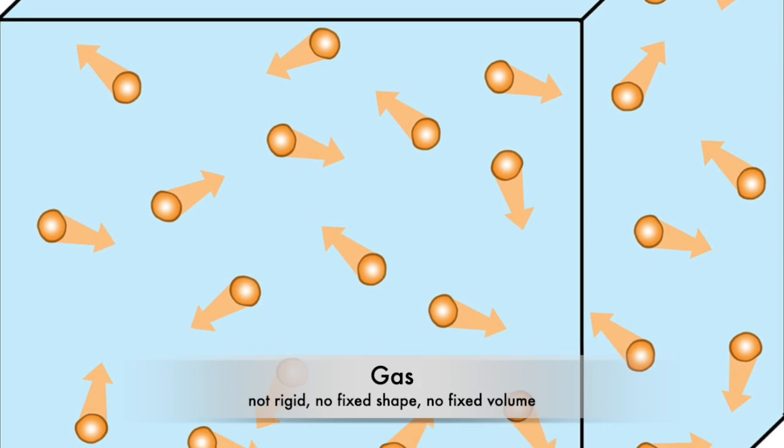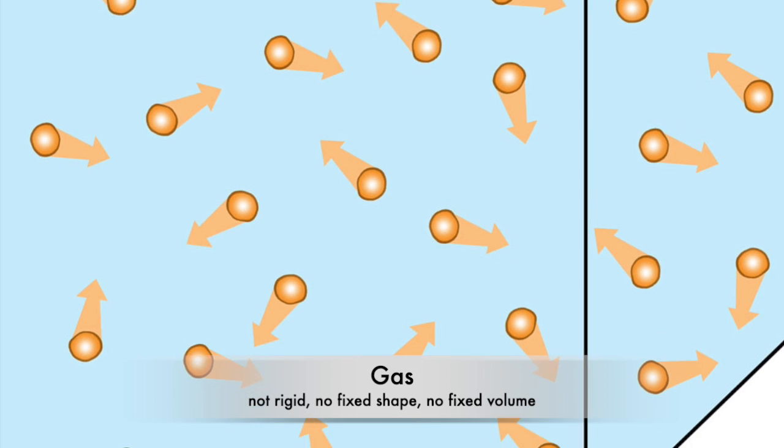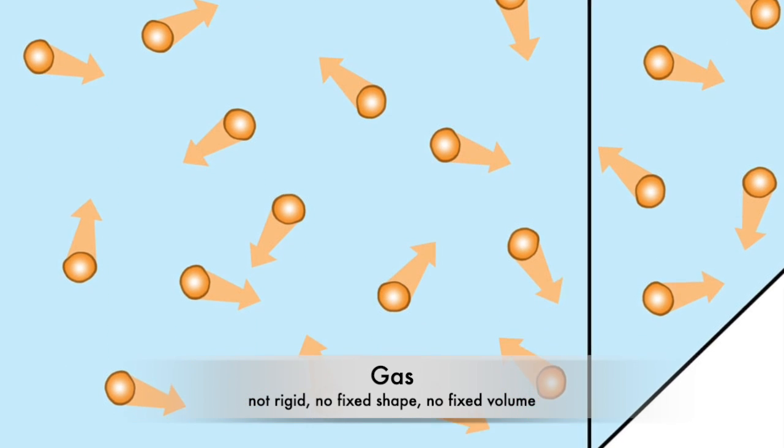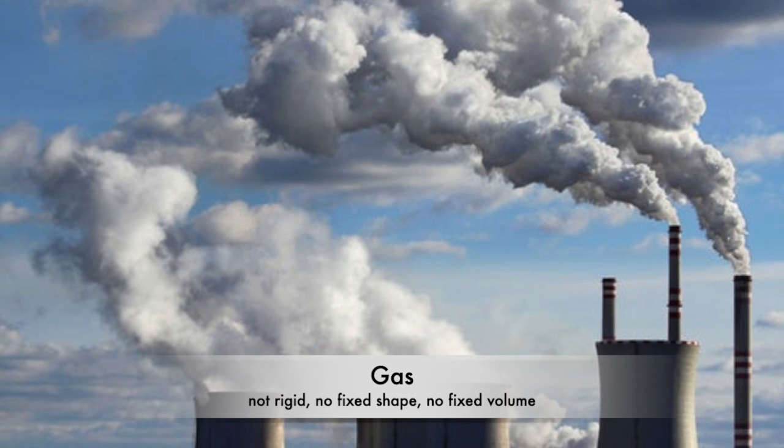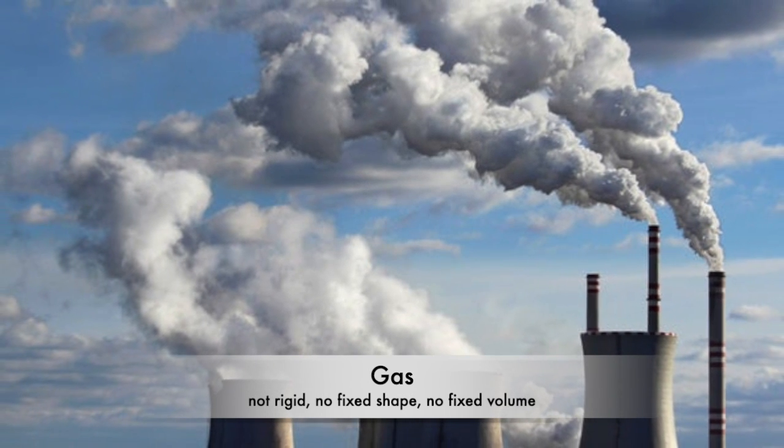Gas molecules are not rigid and have no fixed shape. They move freely, quickly, and randomly through the air, occasionally bumping into one another. Gas does not have a fixed volume. Now our ice cubes are a gas, but what if we wanted to turn them back into a liquid?